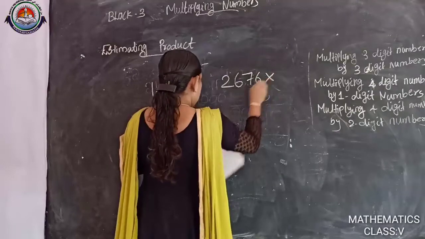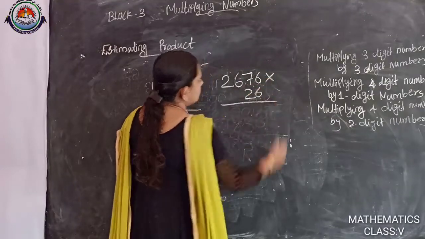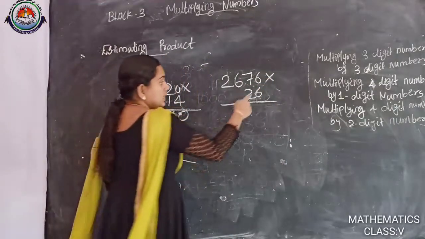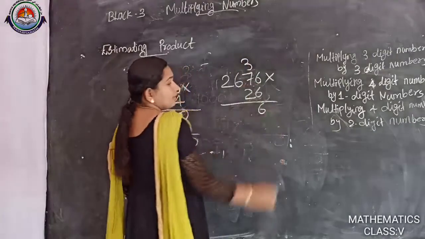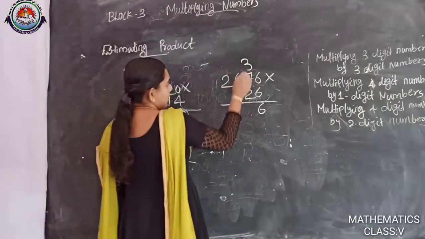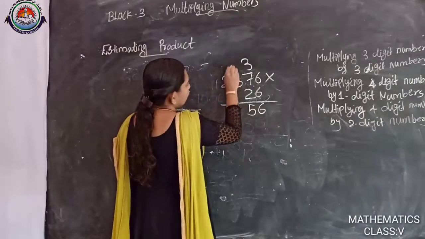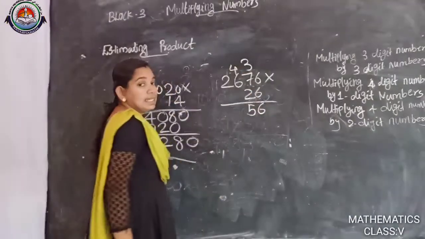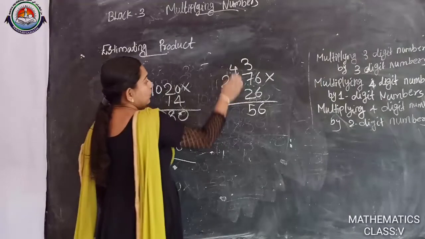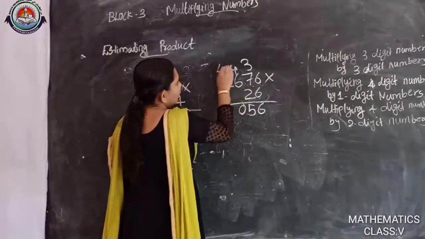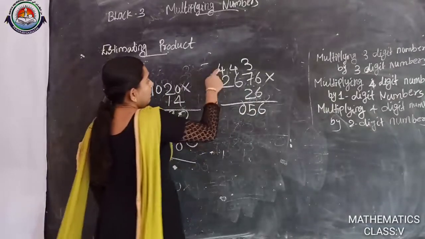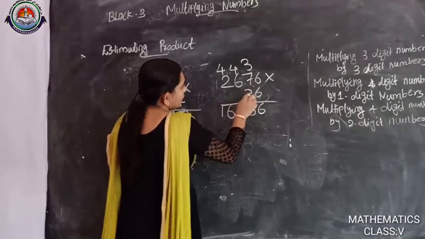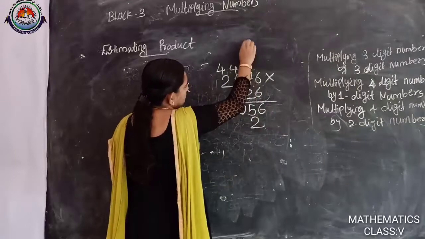Second, 2,676 into 26. Okay, correct your answers. 6 into 6, 36. 3 carry. 6 into 7, 42. 42 plus 3, 45. 4 carry. 6 into 6, 36. 36 plus 4, 40. 6 into 2, 12. 12 plus 6, 18. 2 into 6, 12.